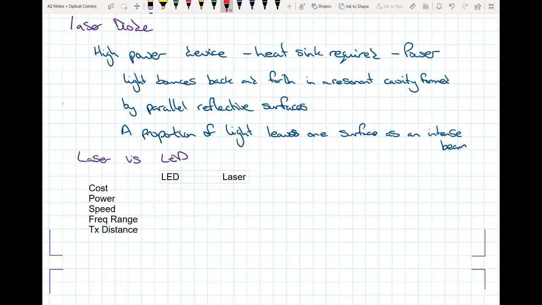Relative to each other, the LED is going to be a low cost option compared to our laser. The power of our LED is also low compared to our laser. Speed: low for the LED, and again high for the laser. The frequency range is high for the LED, and for the laser we've got a nice tight frequency range. Transmitted distance: we've got a long distance with our laser, but only a short distance with our LED.